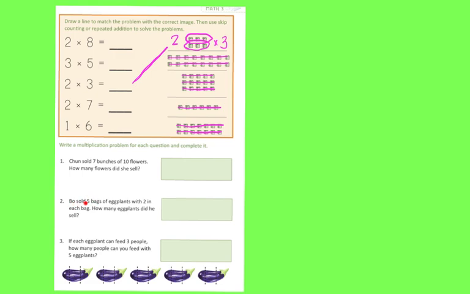Bo sold 5 bags of eggplants with 2 in each bag. How many eggplants did he sell? Bo sold 5 bags of eggplants with 2 in each bag. How many eggplants did he sell? Write your multiplication problem and find the product here.